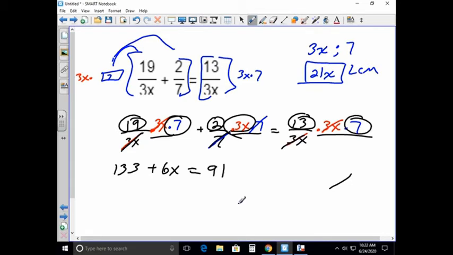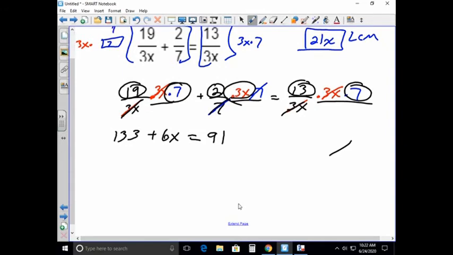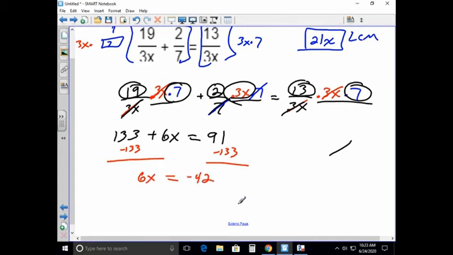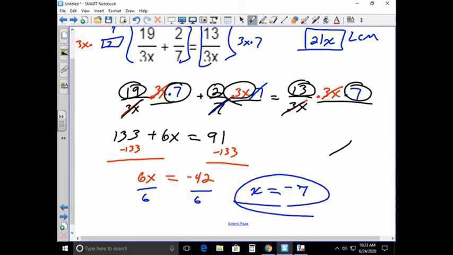Okay, we made our fractions go away, so subtract 133 from both sides so that the 133s cancel on the left. Divide both sides by 6 to get x by itself. A negative over positive is negative. 42 divided by 6 is 7.